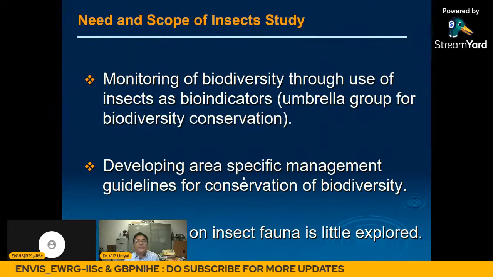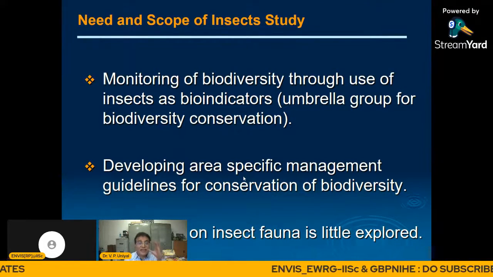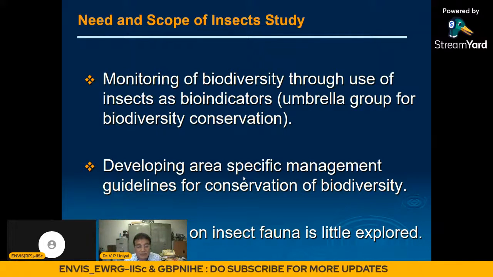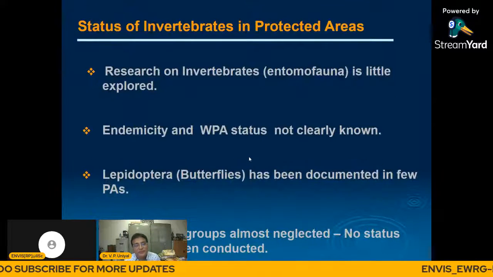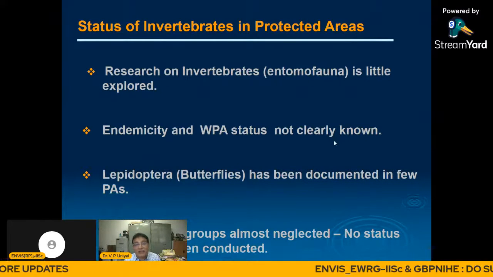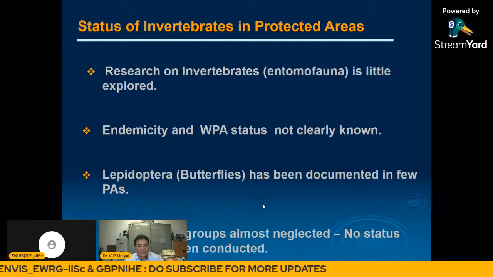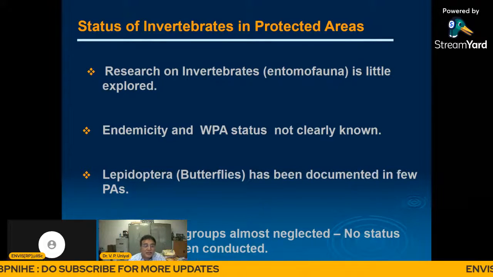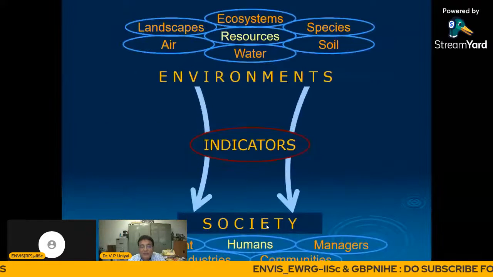But why do we study insects? What is the scope of insect study? It includes monitoring of biodiversity through use of insects as bioindicators, umbrella groups of biodiversity conservation, and developing area-specific management guidelines. Information about insect fauna is very little explored. The Indian Wildlife Protection Act is not very clear about insects. Research on invertebrates is little explored. Some groups like butterflies have been documented in a few areas and different ecosystems, but other groups of insects are neglected. No status survey has been conducted. Very little information is available.